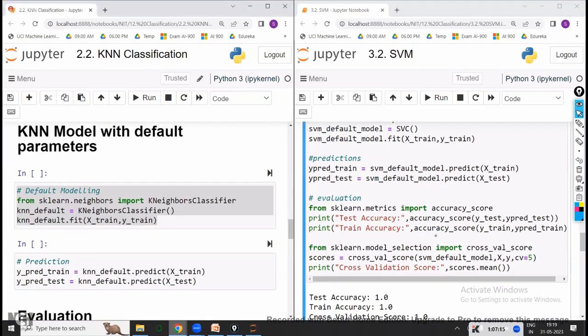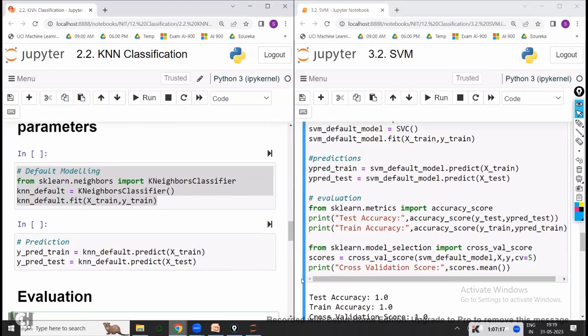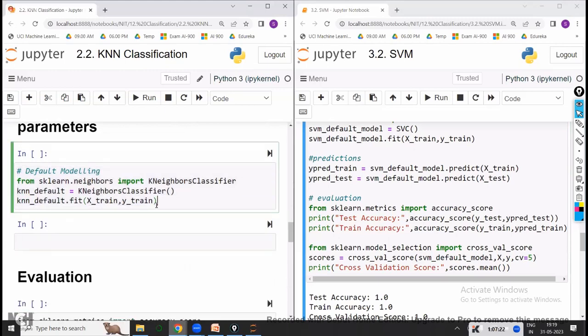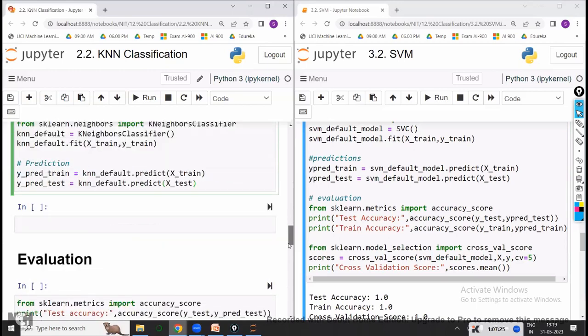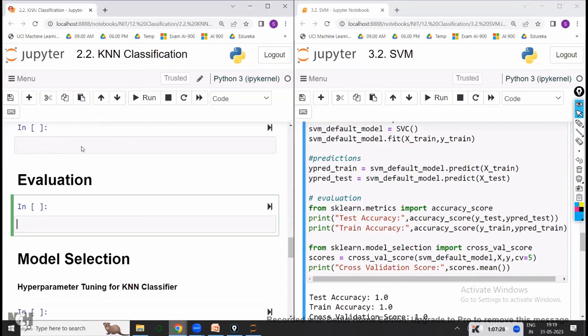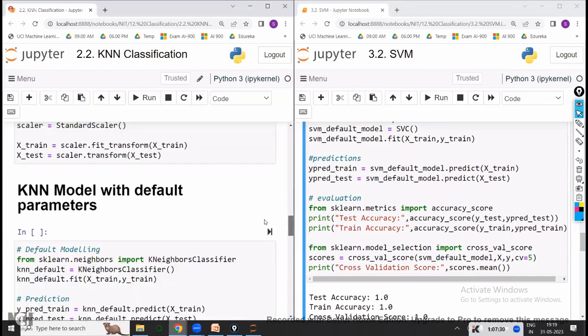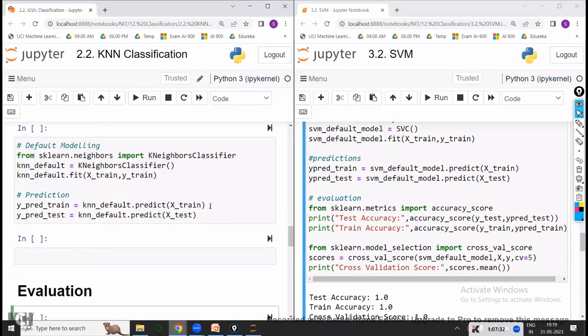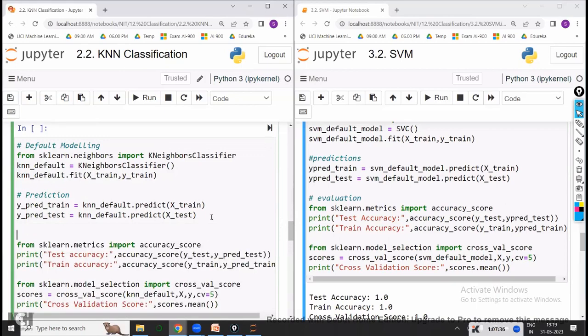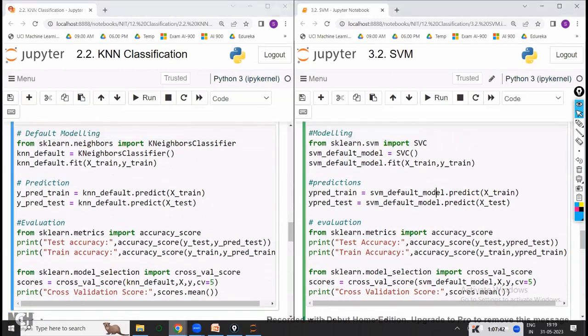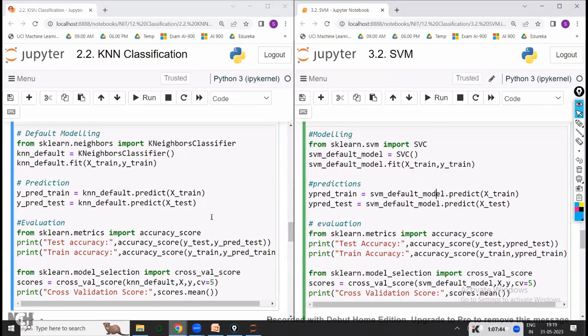Here, what have you done? In 3 different cells you have taken. If I copy everything into a single cell, what happens? And if I keep the heading here itself, evaluation, whatever we have done, I'm keeping everything in a single cell. Now tell me what is the difference you have observed between this one and this one?